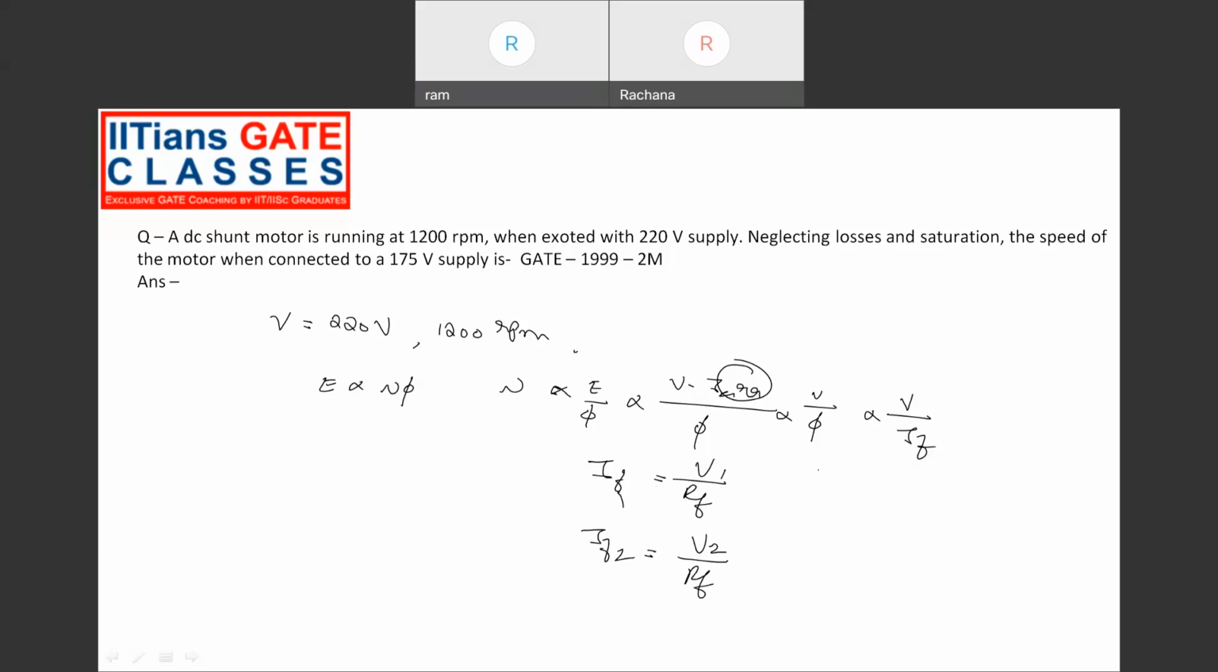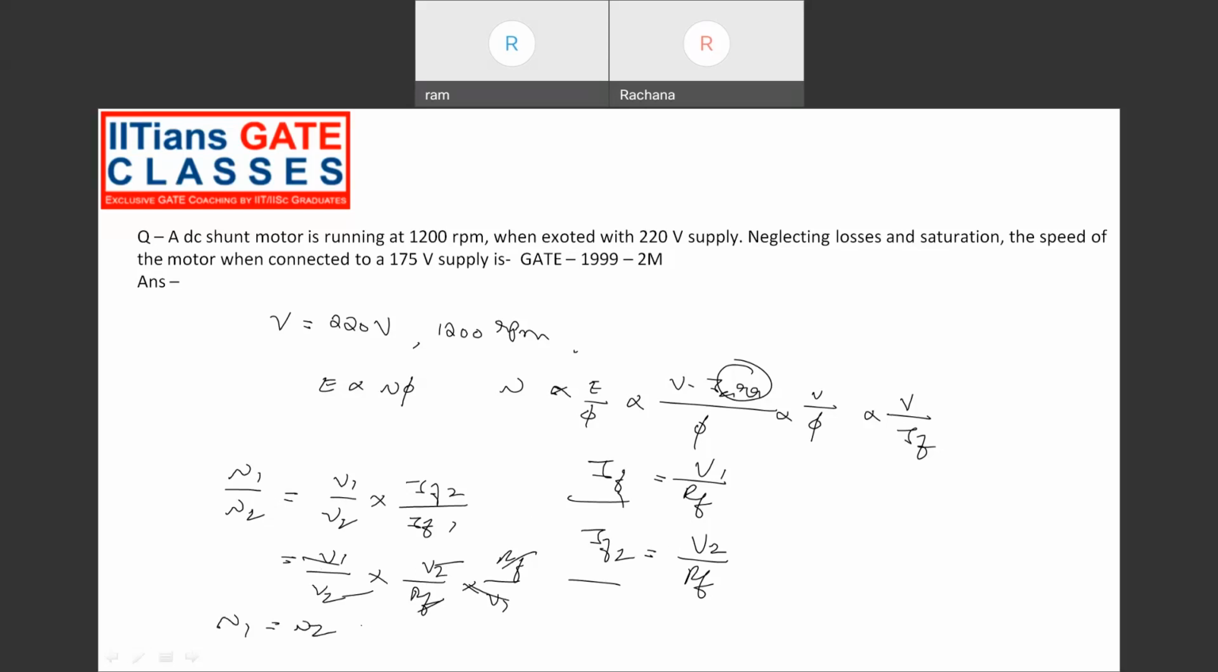So I can write N1 by N2 equal to V1 by V2 into IF2 by IF1. If I replace IF2 and IF1, I can write V1 by V2 into V2 by RF into RF by V1. V2 cancels, V1 cancels. So N1 equals N2 equals 1200 RPM.